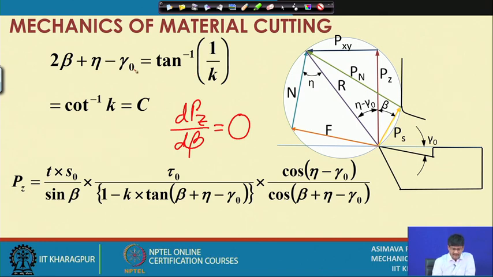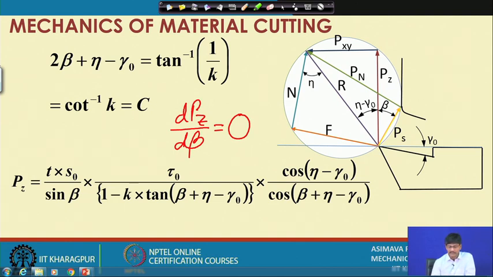Is this the final thing in metal cutting? No. In fact, 10 to 11 different types of theories are there on what the relation can be between these basic angles, and we are discussing just one of them. This is called Merchant's second solution, following the minimum energy principle. Okay. So, that is equal to tan inverse 1 by k, which is equal to cot inverse k, which is equated to a constant C, which is called the machining constant in some literature.